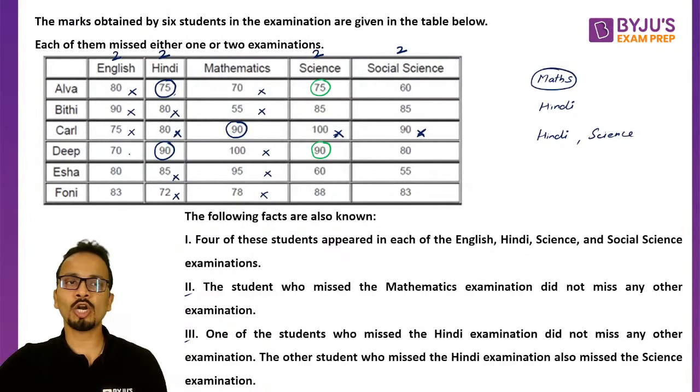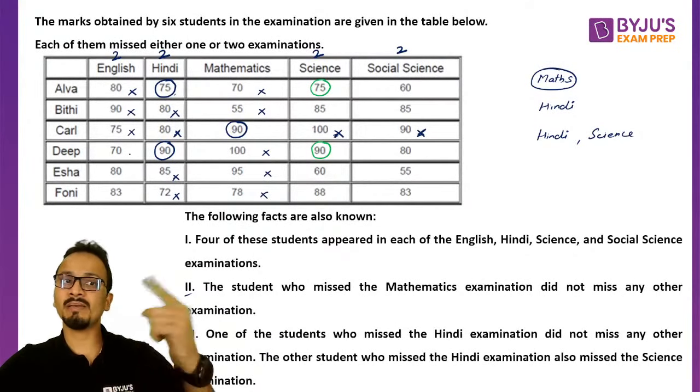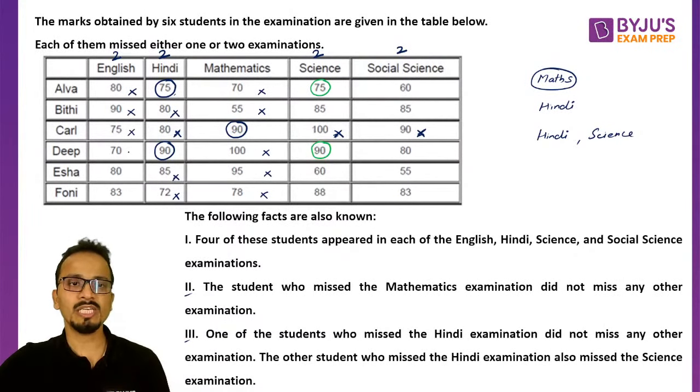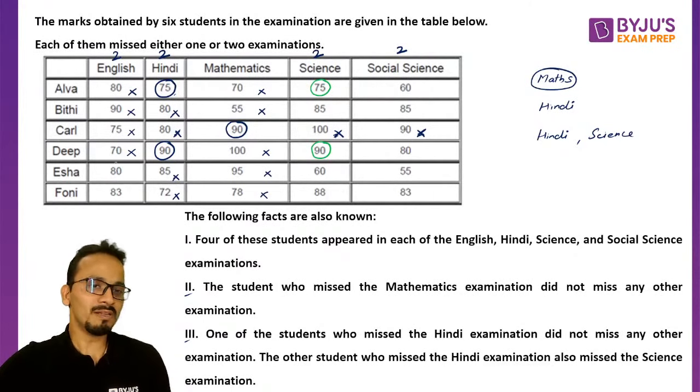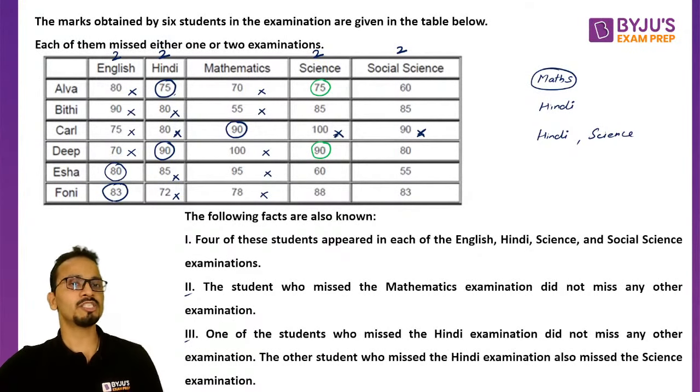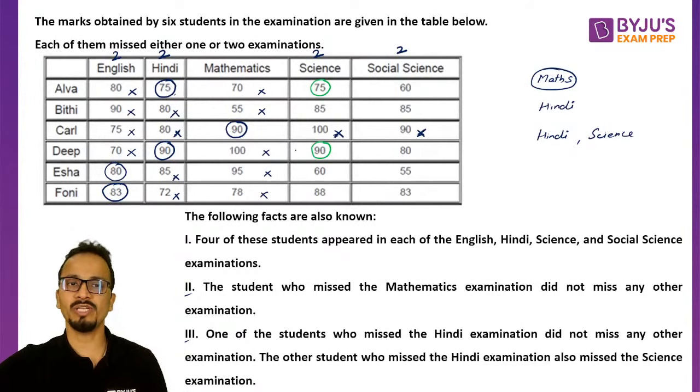Deep can also not miss the English examination. The reason is the same as I gave for Alva. If Deep misses English, having already missed Hindi, then English and Hindi should have had equal scores. Cancel. So since English is missed by two people, I'm left with only Isha and Phony. I'll put a circle. So English is missed by both Isha and Phony.